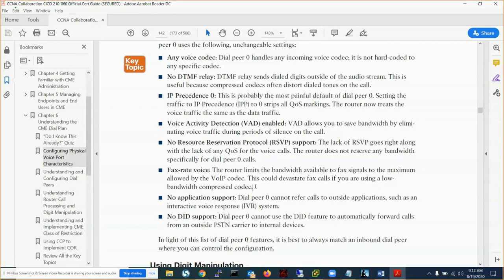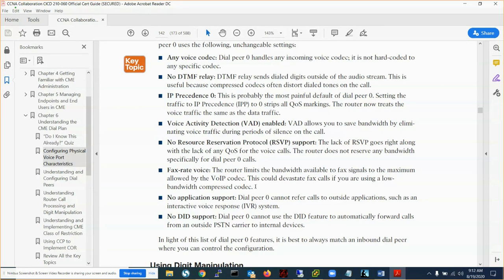Fixed rate voice: the router limits the bandwidth available for fax signals to the maximum allowed VoIP codec. So what I'm saying here is that it's not good for fax calls and so on either, right? No application support: dial peer zero cannot refer calls to outside applications such as IVR systems.